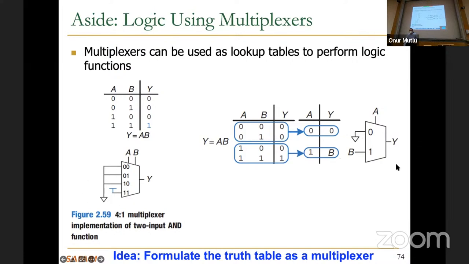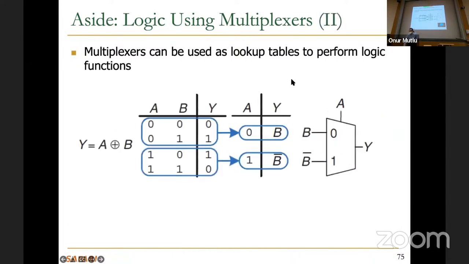This is equivalent to this, and they both implement the AND function. This is a bit cheaper, of course, because it's a 2-to-1 multiplexer. But it's still not as cheap as an AND gate. So this is not what we would like to do in the end. You don't want to implement an AND function using a multiplexer, but you can do it. That's the whole point. This is another example.